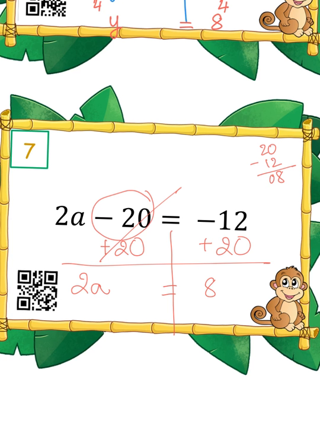2 times a, the inverse of multiplication is division. So I divide by 2 on both sides. So 2 divided by 2 is a. 8 divided by 2, 4.